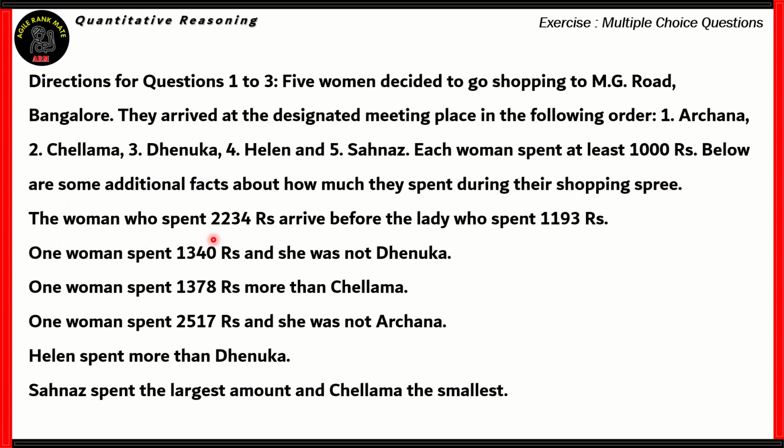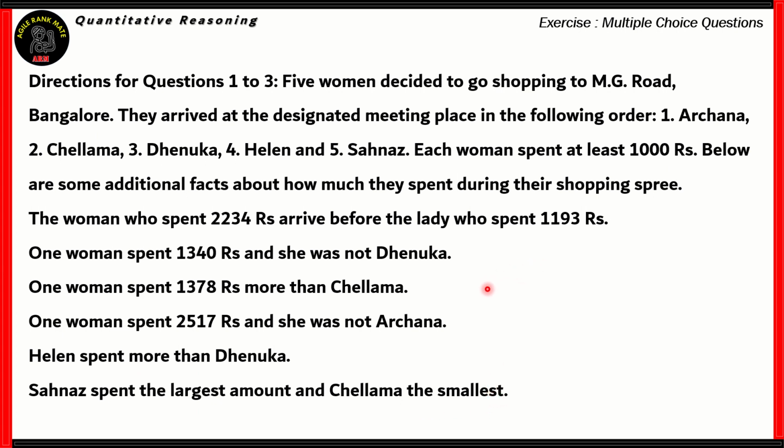The woman who spent 2,234 rupees arrived before the lady who spent 1,193 rupees. One woman spent 1,340 rupees and she was not Dhenuka. One woman spent 1,378 rupees more than Chelamma. One woman spent 2,517 rupees and she was not Archana. Helen spent more than Dhenuka. Sahnaz spent the largest amount and Chelamma the smallest. So these are the clues that are given to us.